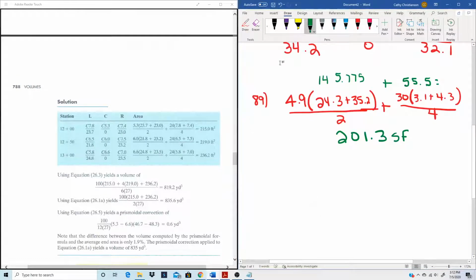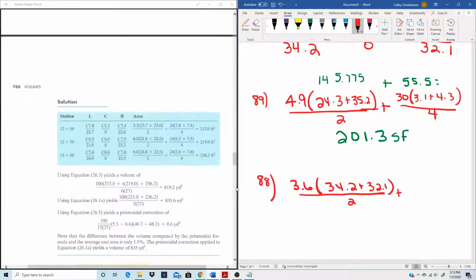I'm going to do the area for 88. So 88 would be 3.6, 34.2 plus 32.1 all over 2 plus your base isn't changing, 30, 6.4 plus 5.7 over 4. Alright, we'll solve for those two.